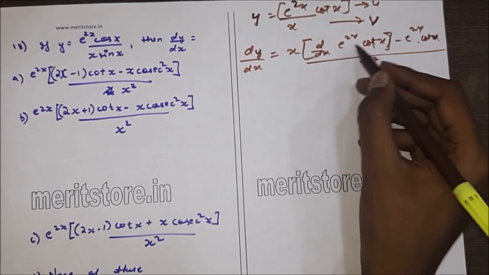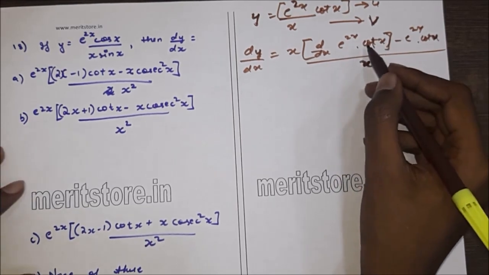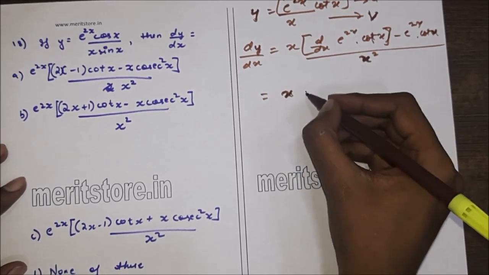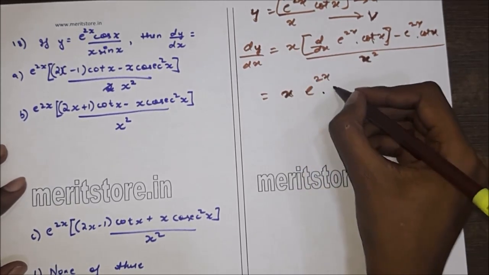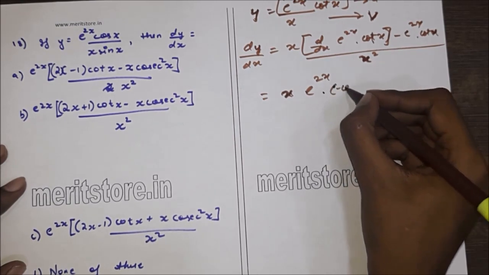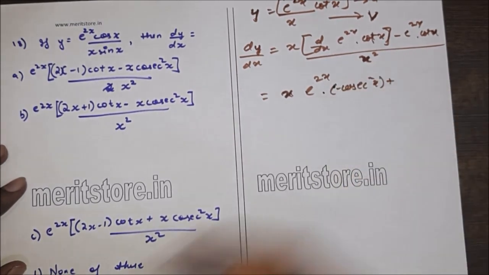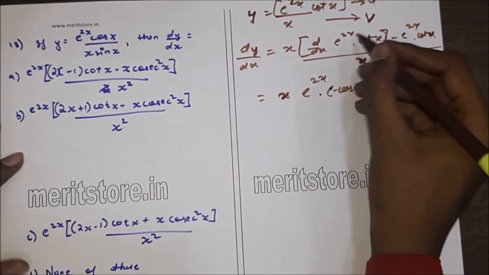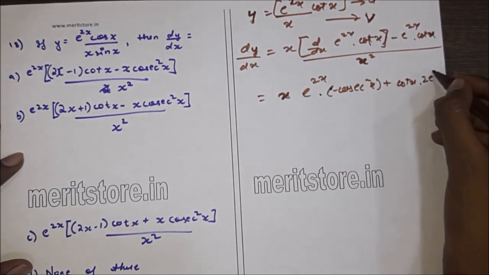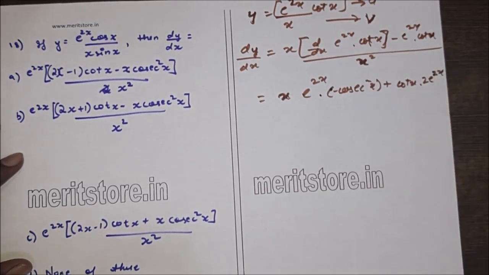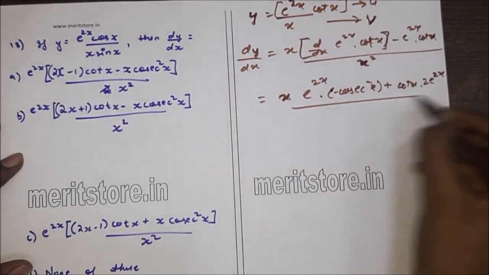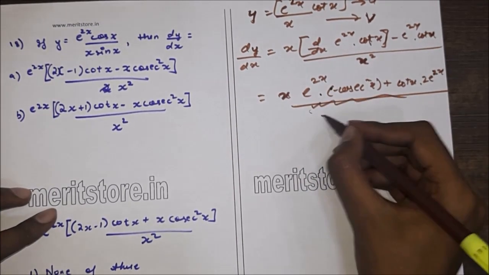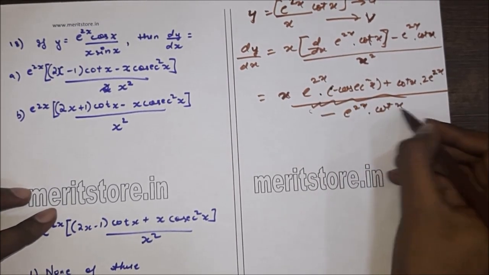Now this is in the form of u into v. So differentiation of u into v is x into u into derivative of v, that is e raised to 2x into minus cosec square x, plus cot x into differentiation of e raised to 2x, which is 2 times e raised to 2x, divided by, minus e raised to 2x into cot x, divided by x square.